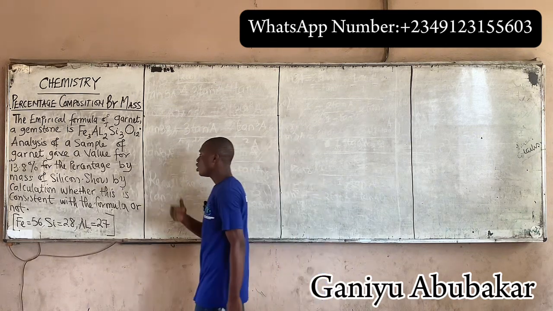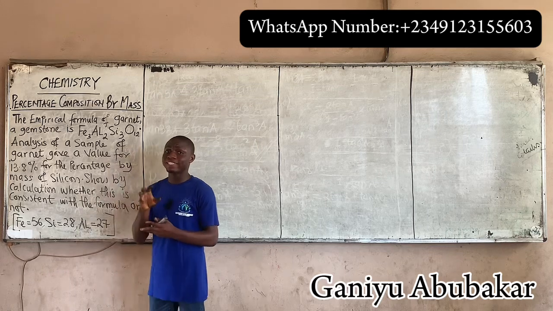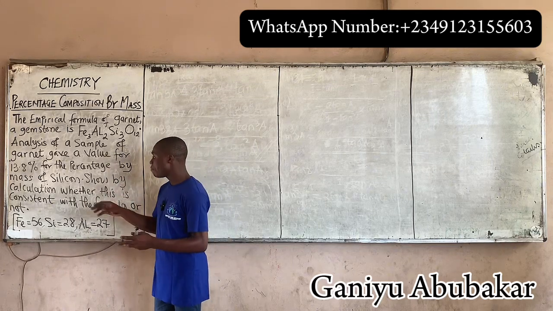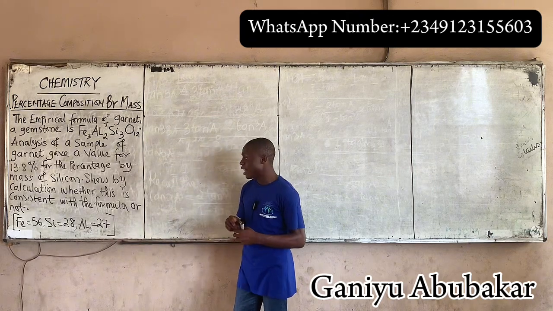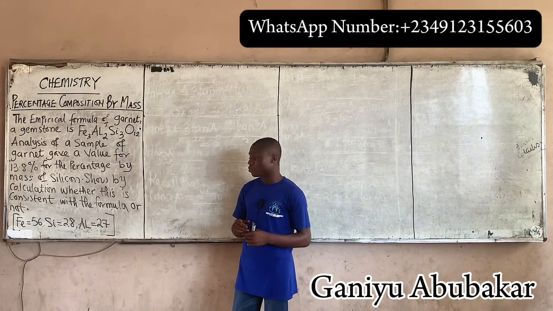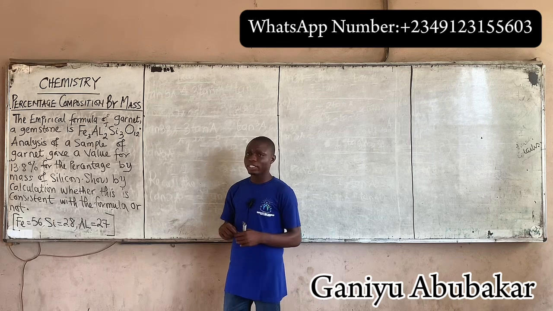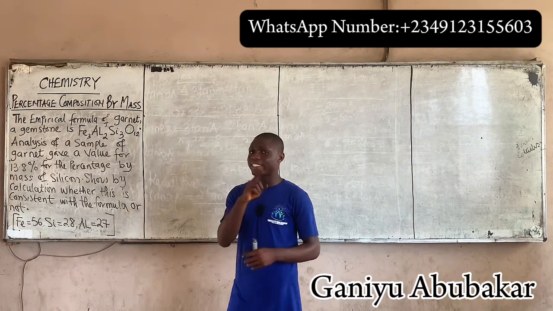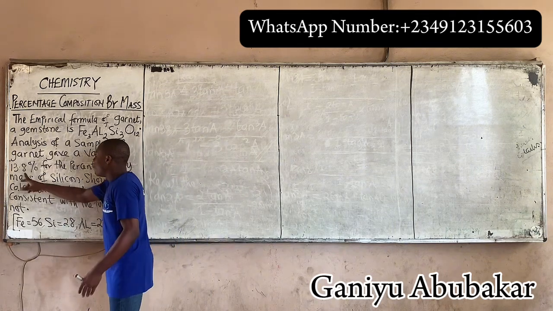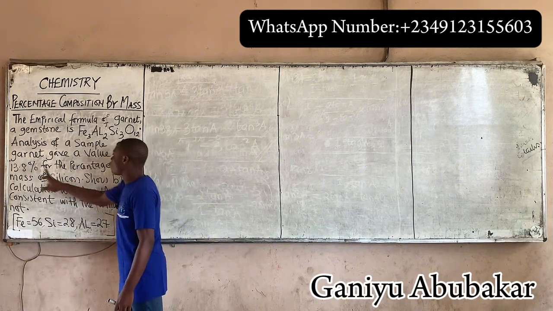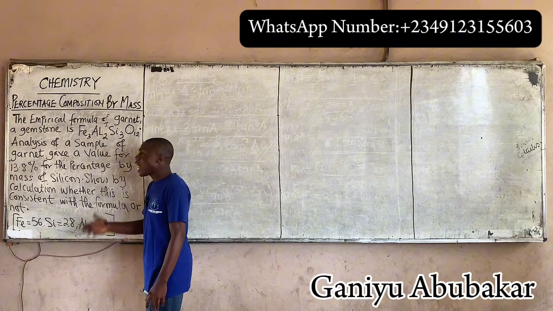So I'm given the atomic masses of each element. Fe is 56, Si is 28, and Al is 27. So let's look at how to calculate this. Now listen, they give us the actual value for percentage composition for silicon, and we are asked to look for it.